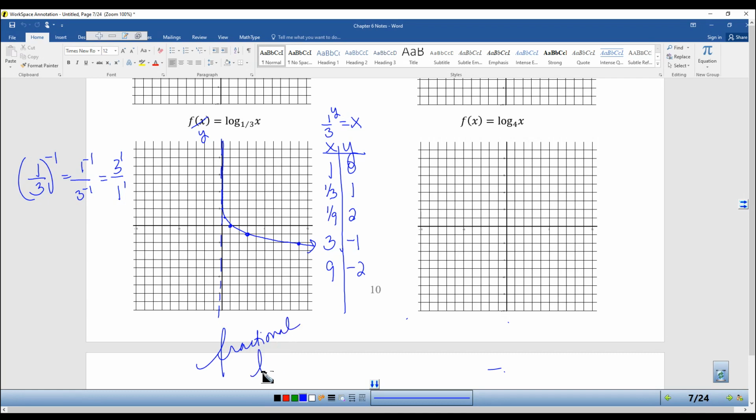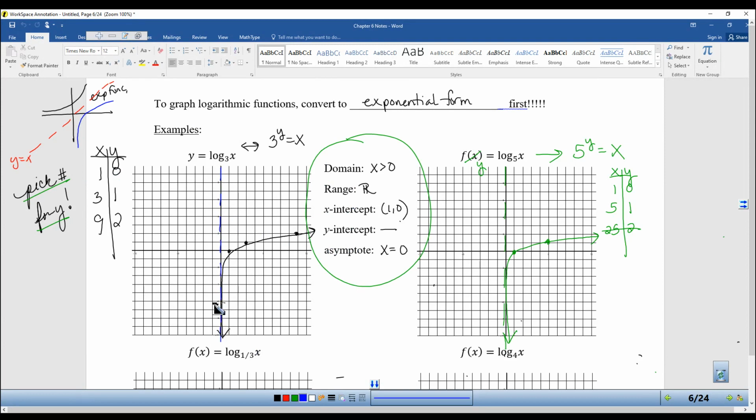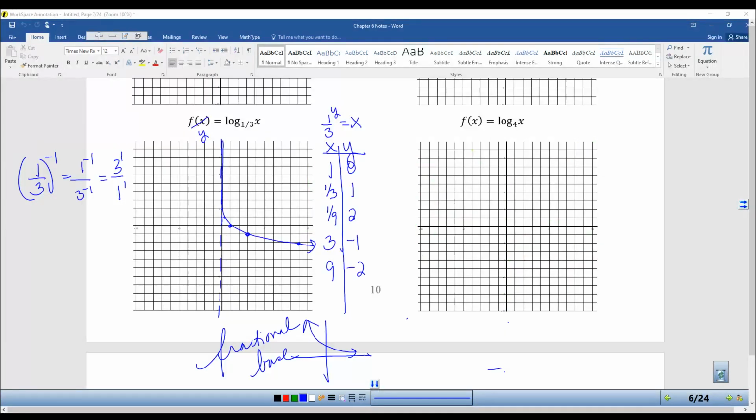So if you have a fractional base, that's going to be the shape. It's going to go down. But in general, the general thing that you're going to see, the shape of the graph, is going to be this shape right here for most logarithms. This one's only for a fractional base.